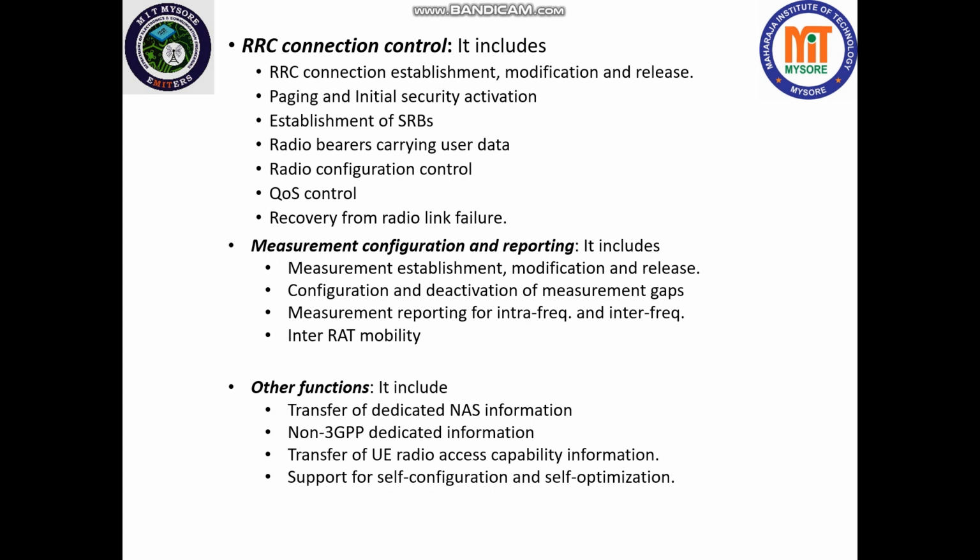The next one is measurement configuration and reporting. It includes measurement establishment, modification and release. Here measurement refers to how much power your user equipment is receiving through signaling. That is the signal strength in your user equipment, whether it is receiving 10 decibels of power, or 5 decibels, or 3 dB. What is measured by your user equipment is communicated to the network eNode B, and using this feedback corrective actions will be taken.